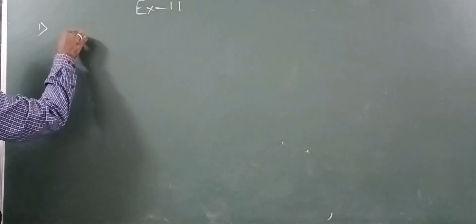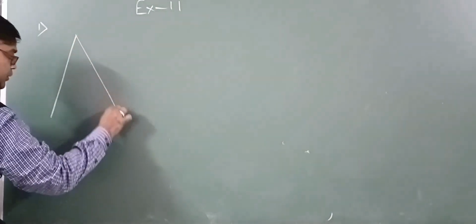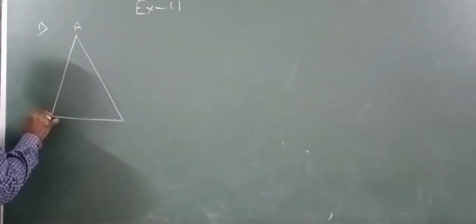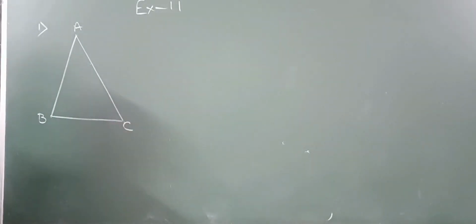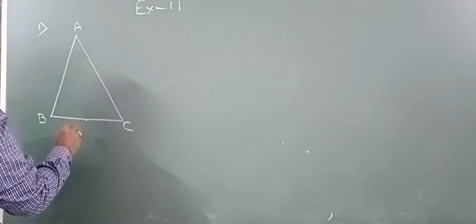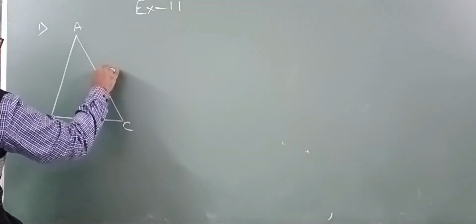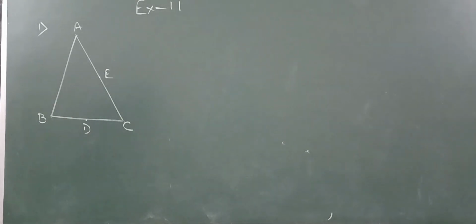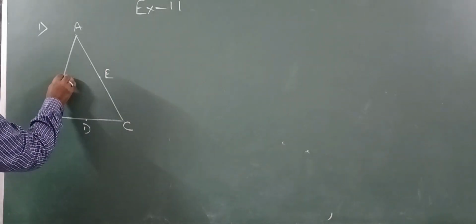In this figure, ABC is a triangle, and the question says that D, E, F are the midpoints of the sides. D is the midpoint of BC, E is the midpoint of AC, and F is the midpoint of AB respectively.